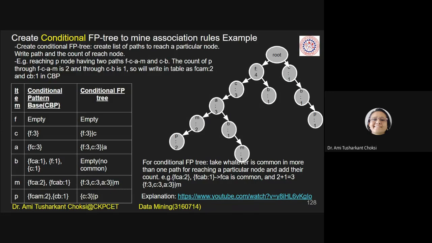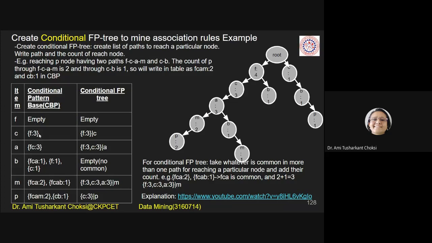So for F, what is the pattern? Do we have anything before this F node? We have only the root node, right? So do we have a path like A, B, C? No, we do not have. So we will be writing it as empty because it is having only the root node and not a frequent item. Okay, so we'll be putting it as empty. And what is the conditional FP tree? That is empty. Fine.